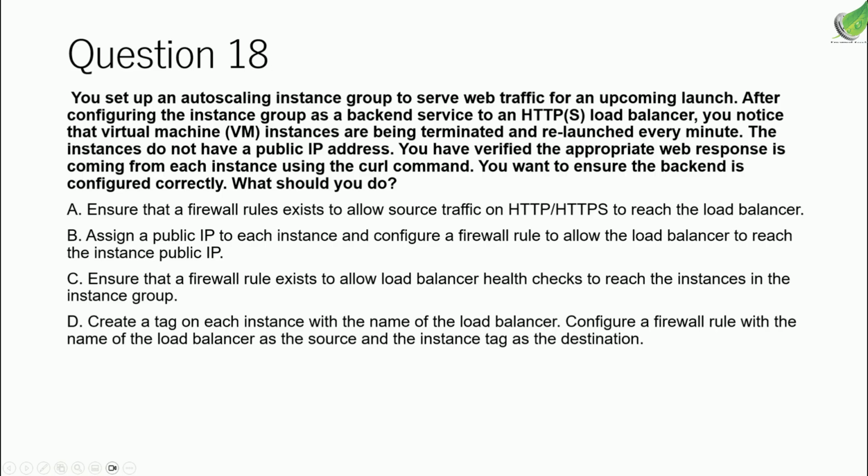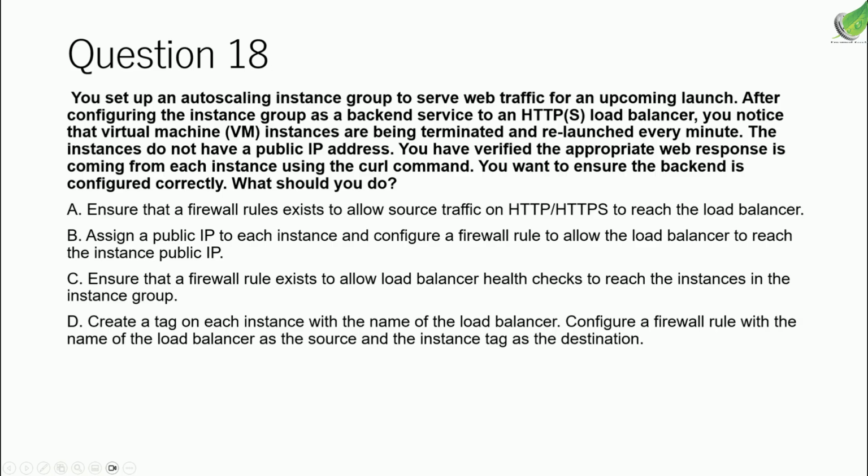Here's what's happening. The load balancer sends a health check to an instance to see if it's running correctly. If it doesn't get a successful response, it marks the instance as unhealthy. The autoscaler then does its job by terminating the unhealthy instance and creating a new one to replace it. But the new instance also fails the health check, and this cycle continues indefinitely.